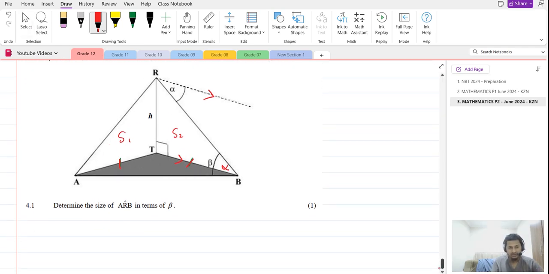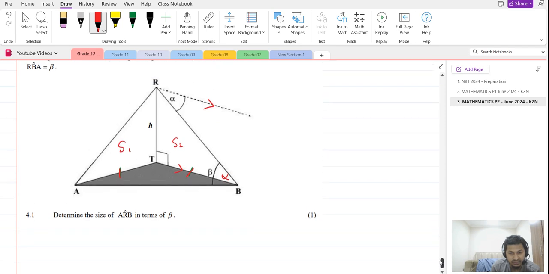Now we can solve. This is side 1, that's side 2, and that's the corner of the wall. These are the side walls. Determine ARB in terms of beta. Are we missing anything here? It's just one mark, ARB in terms of beta.